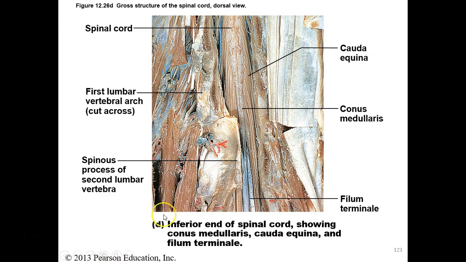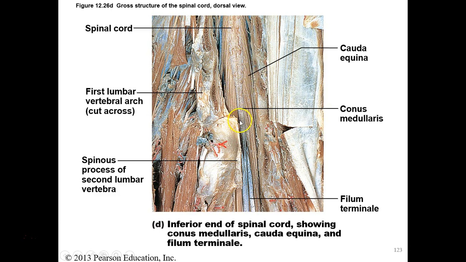So this is showing us the lower end of the spinal cord as it's reaching its inferior extent. This is again at the level of L1 and L2 down here where the spinal cord is terminating. So this is the cord in here.